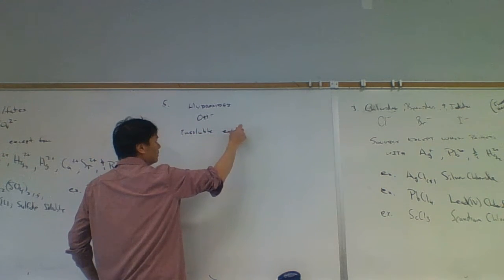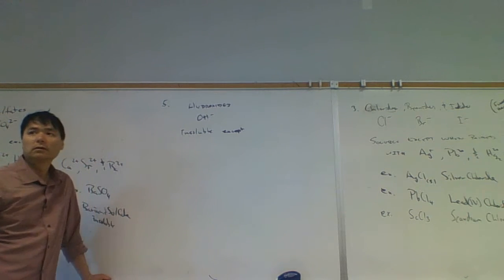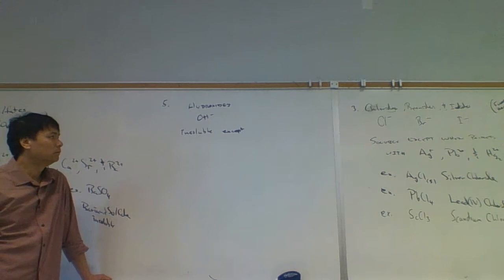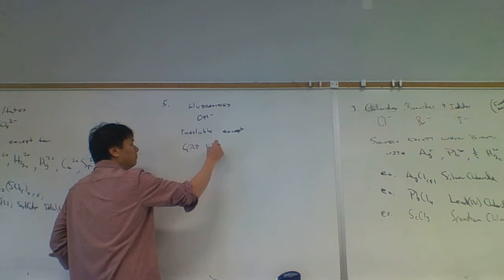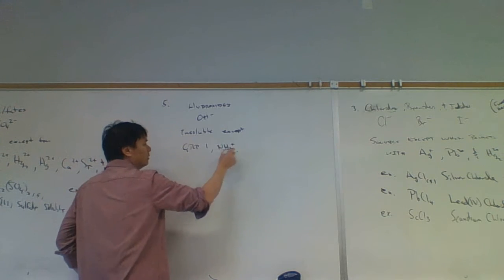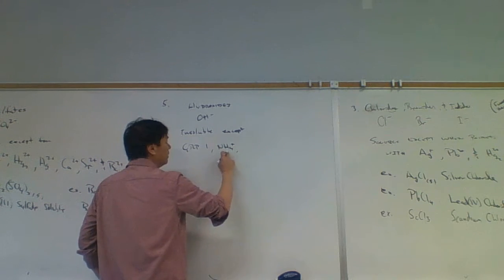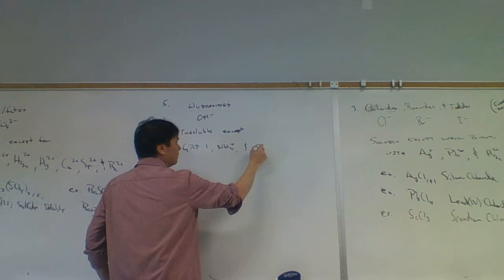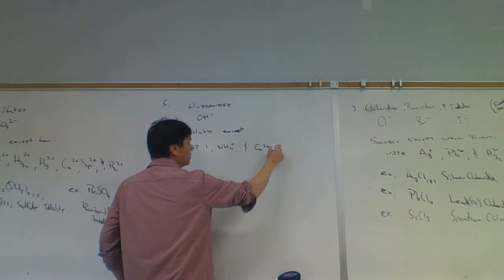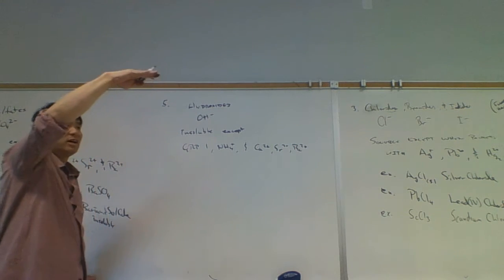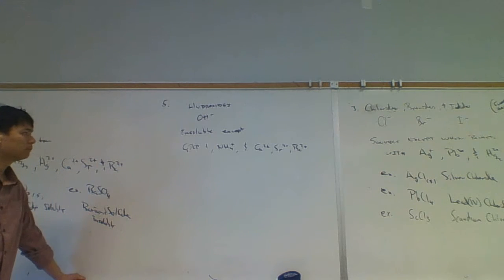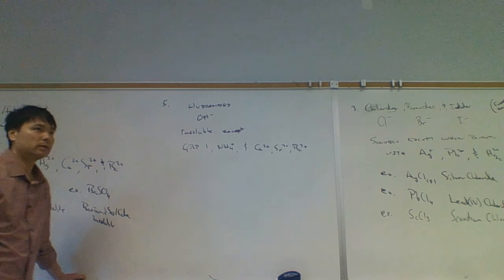Except group 1, ammonium, barium. Well, I don't like to go like that. I like to do group 1, ammonium, and calcium, strontium, and barium. Just down the line, calcium, strontium, barium. Are there others? So for the most part, hydroxides are pretty insoluble.